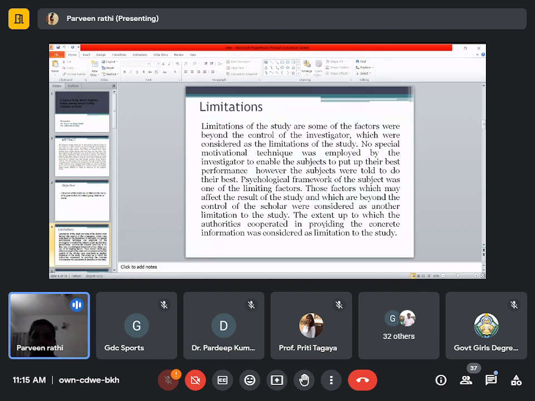Limitations of this study: some of the factors are beyond the control of the investigator, which are considered as the limitations of the study. No special motivational technique was employed by the investigator to enable the subjects to put in their best performance. However, the subjects were told to do their best. The psychological framework of the subjects was one of the limiting factors. Those factors which may affect the result of the study and which are beyond the control of the scholar were considered as other limitations of the study. The extent up to which the authorities cooperate in providing the required information is also considered a limitation of this study.